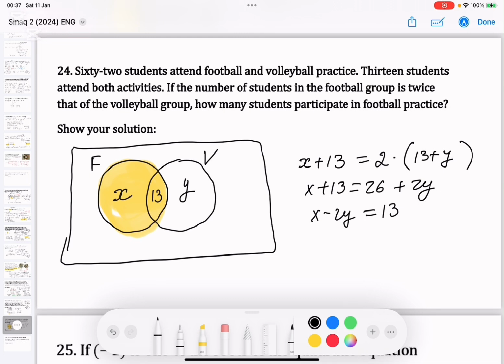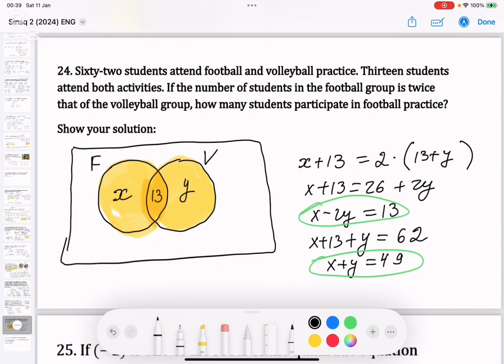On the other hand, x plus 13 plus y equals 62. It's the number of students participating in either football or volleyball practices, or both of them. So x plus y equals 62 minus 13, which is 49. So x plus y would be equal to 49. Now we have two equations to work with: x minus 2y equals 13 and x plus y equals 49.